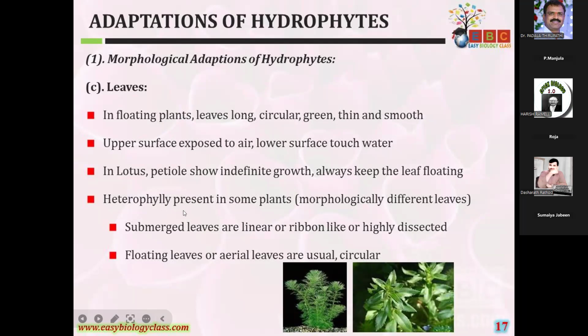Heterophylly: generally we can also observe it in hydrophytes. Heterophylly is present in some plants, that is morphologically different leaves. Submerged leaves are linear or ribbon-like and highly dissected, and floating or aerial leaves are circular. So we can observe two types of leaves in some plants: small sized, and larger sized and spongy leaves.